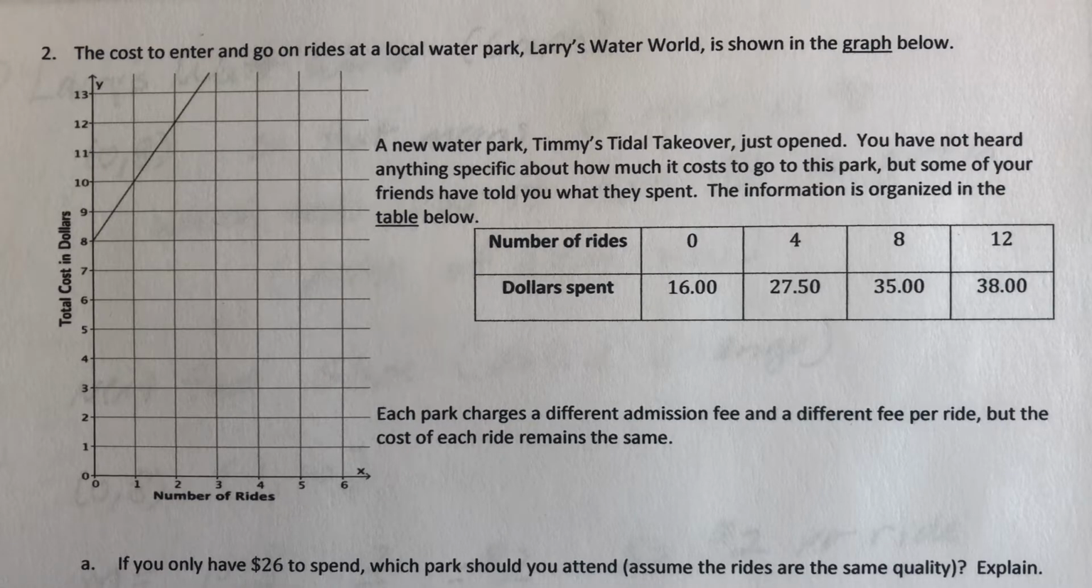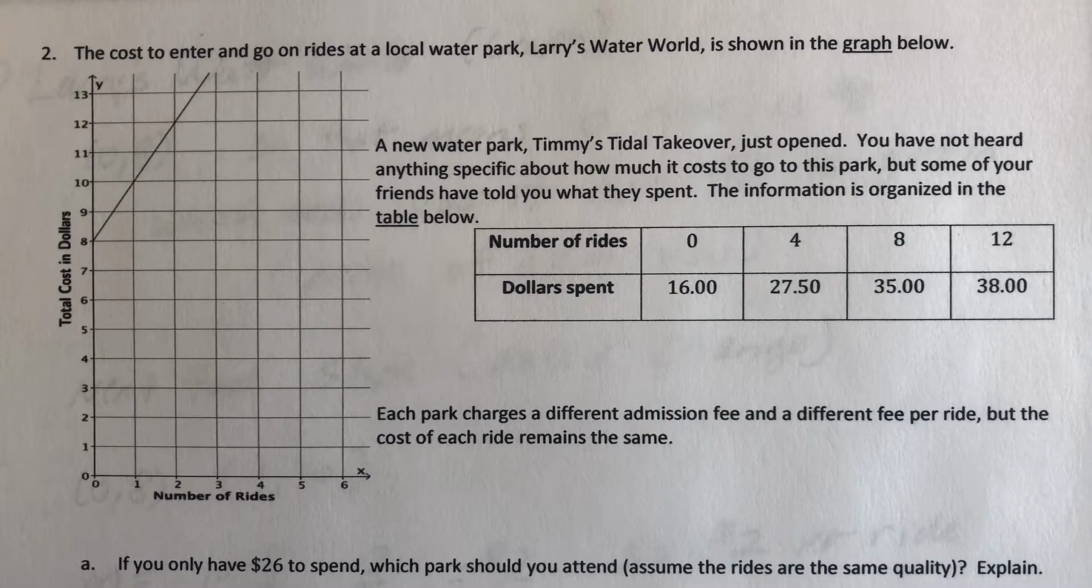And then you see a table. Number of rides 0, spent $16. Number of rides 4, spent $27.50. Number of rides 8, spent $35. Number of rides 12, spent $38. Then right below that, it says each park charges a different admission fee and a different fee per ride, but the cost of each ride remains the same.